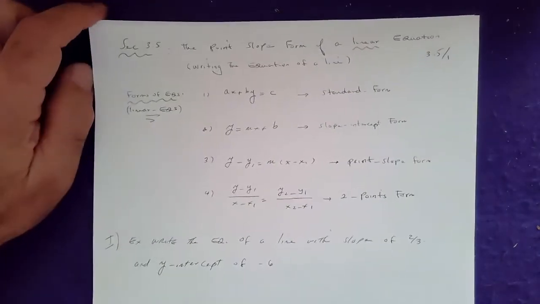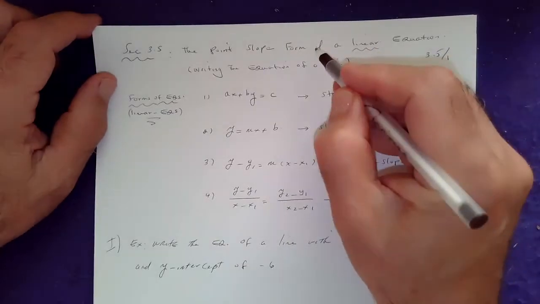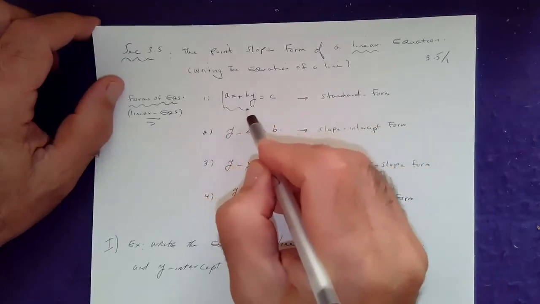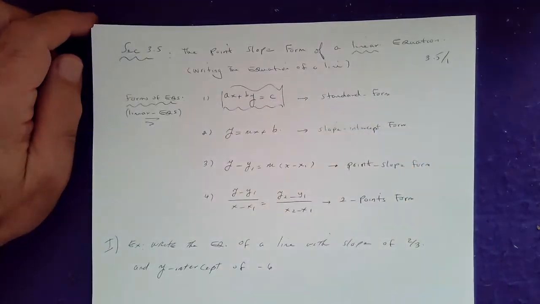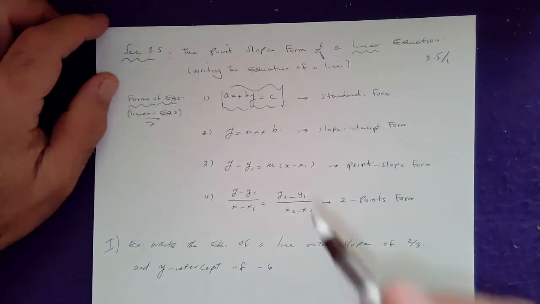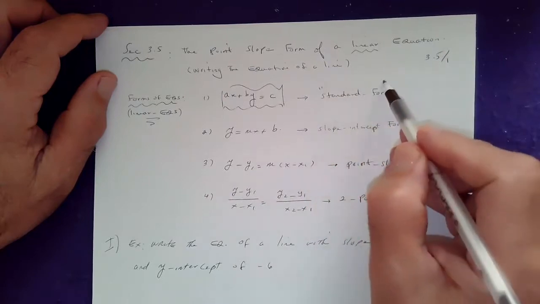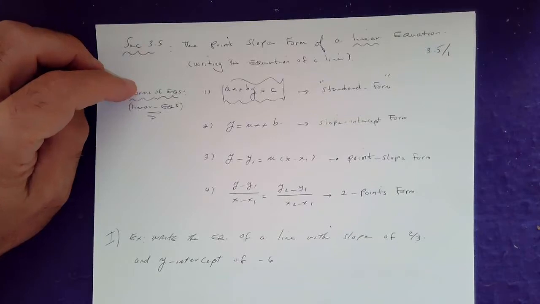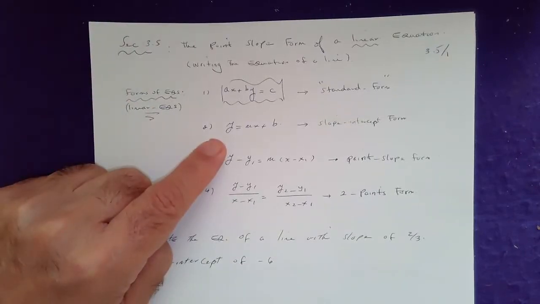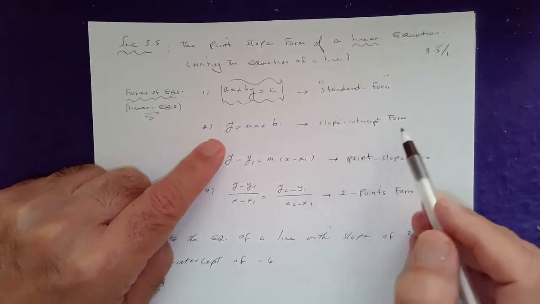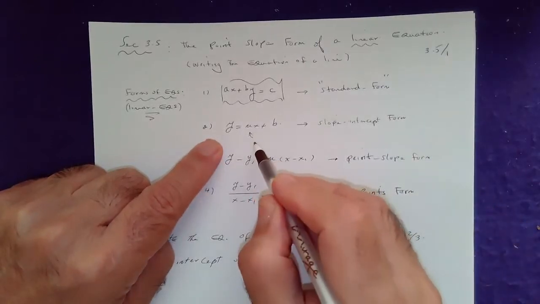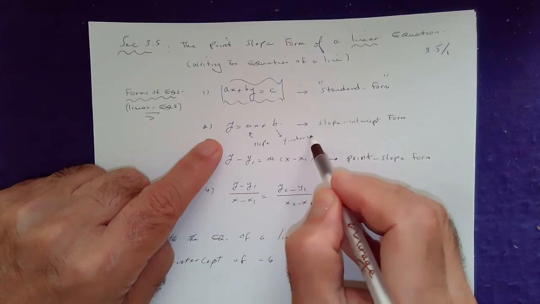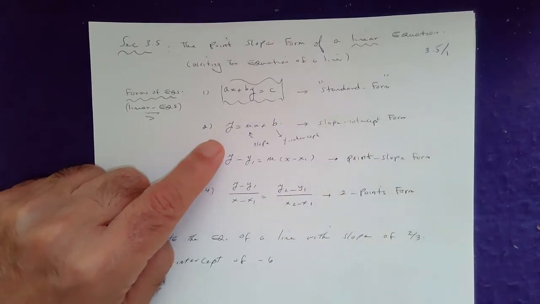Section 3.5, the point-slope form of a linear equation. Remember, a linear equation has the following form: ax plus by equals c, where a, b, and c are a bunch of numbers. This particular form is called standard form. Turns out there are other forms of writing the equation of a line, such as y equals mx plus b, and that's called slope-intercept form, where, as you know, m is the slope and b is the y-intercept.